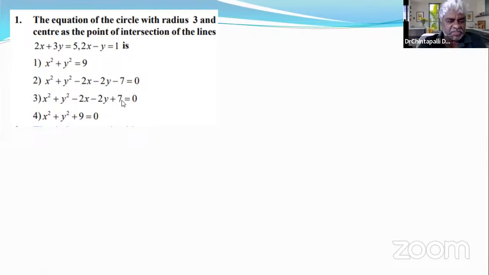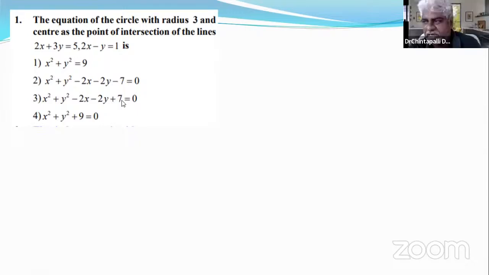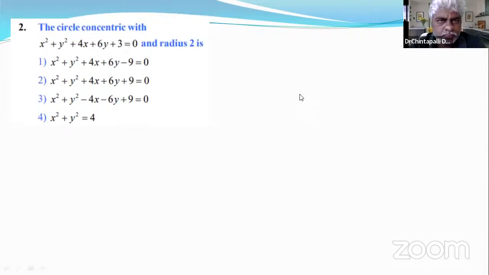The equation of the circle. What is the basic formula to find the equation? Sir, we did this, sir. Yes, we did. Option 3 now, sir. Yes, right. We can find the center of the required circle by solving those two lines. That will be the center. Brilliant. And the radius is already given. This is also completed.